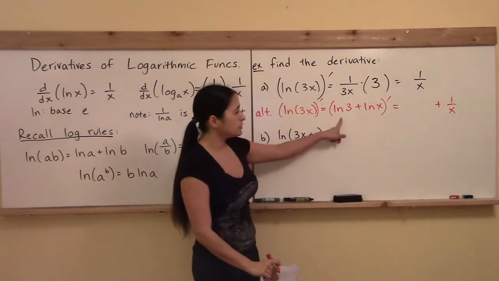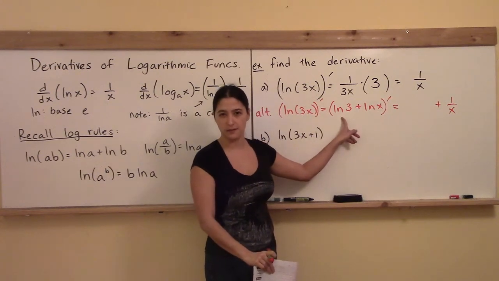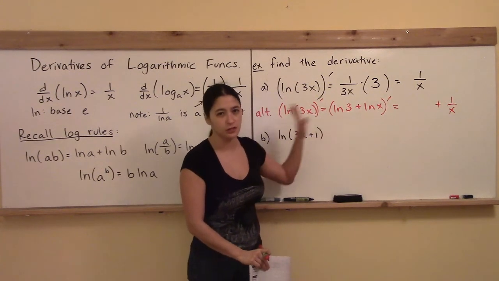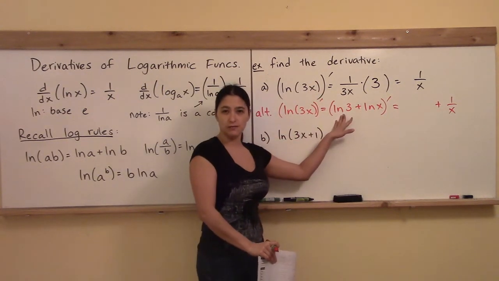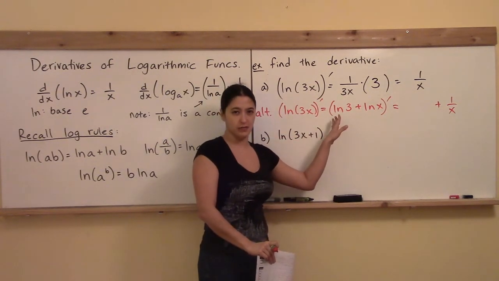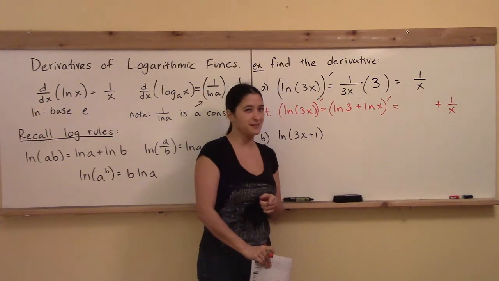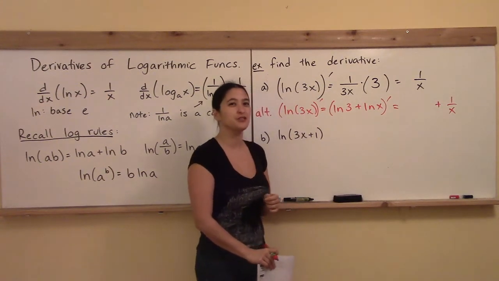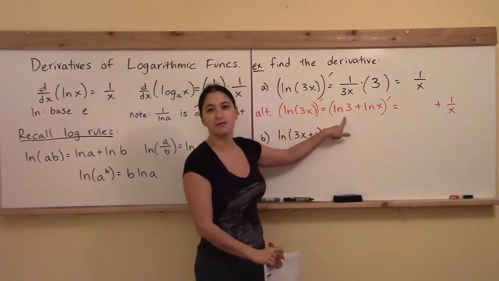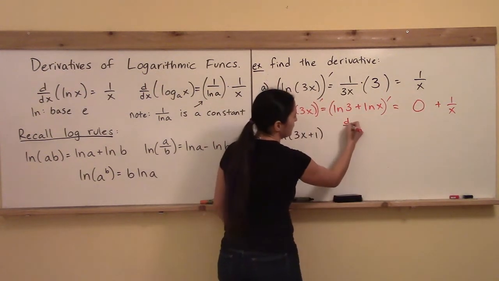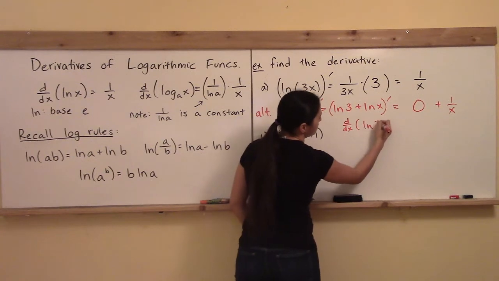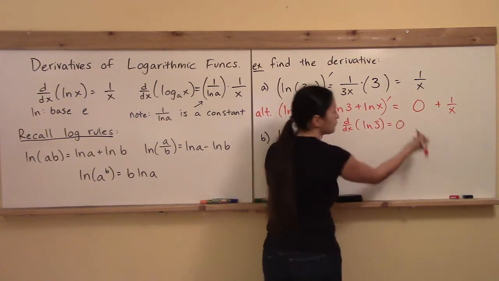But what's the derivative of log of 3? You got to be careful here. This is a common mistake that I see in class. Some people are going to say the derivative of log of 3 is 1 over 3. Did you say that? Were you thinking that? It's actually not true. The derivative of log of 3 is equal to 0. Okay? So watch out there. The d dx of log of 3 is equal to 0.